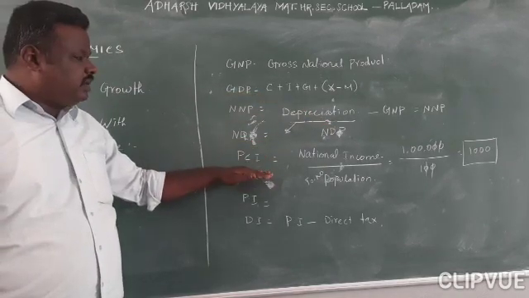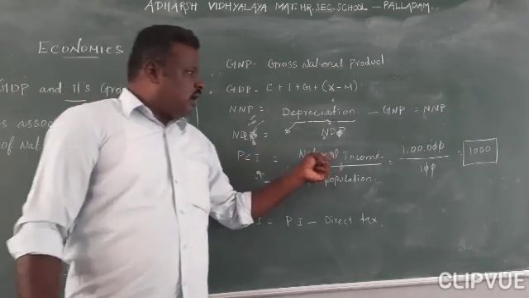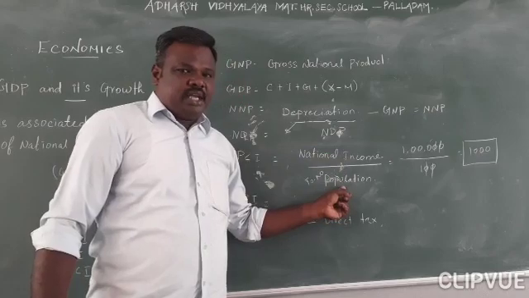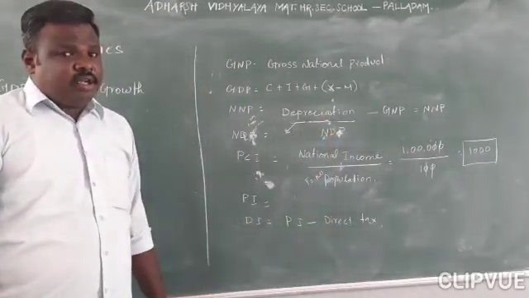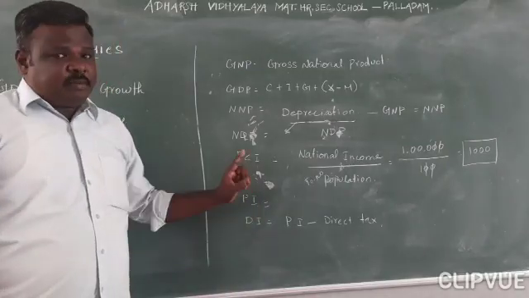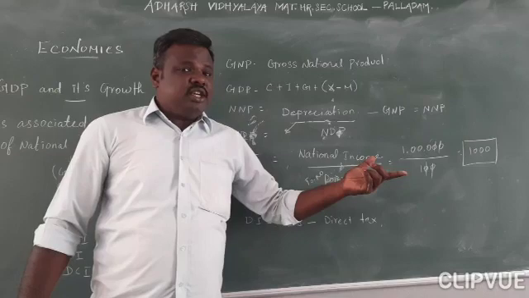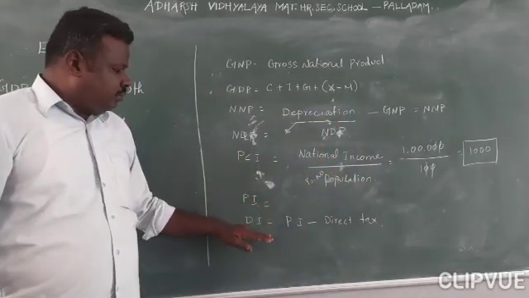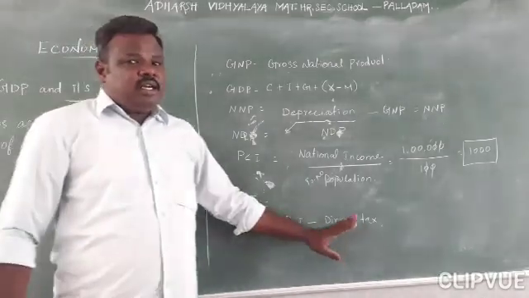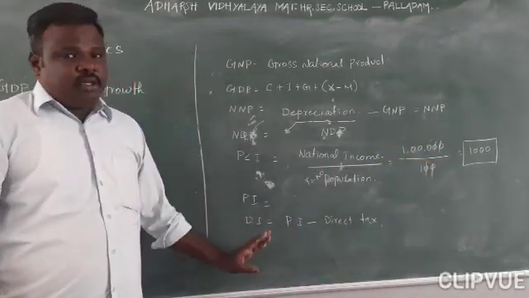Per capita income is a single person's annual income. How do we calculate that? National income divided by population, so we can get the per capita income. And PI is personal income: before we spend the money on expenditure, that amount is called personal income. And disposable income is personal income minus direct tax.